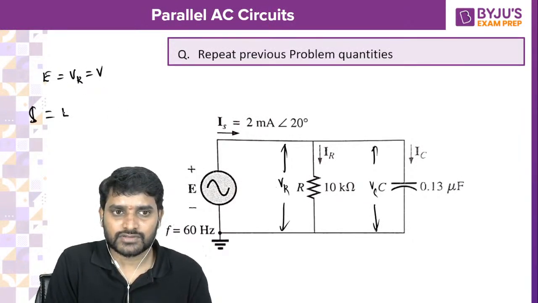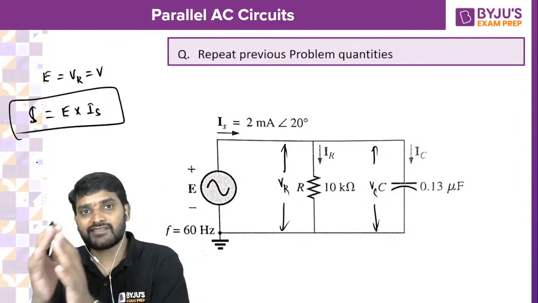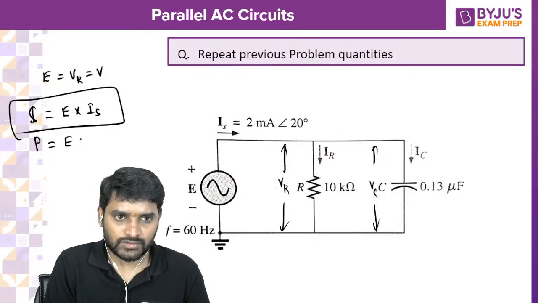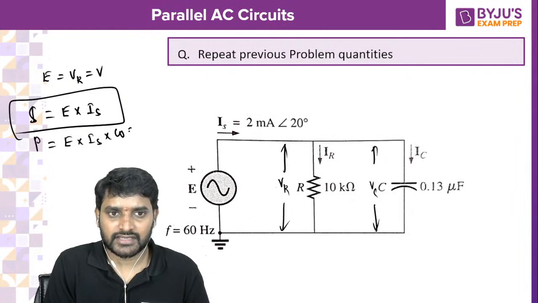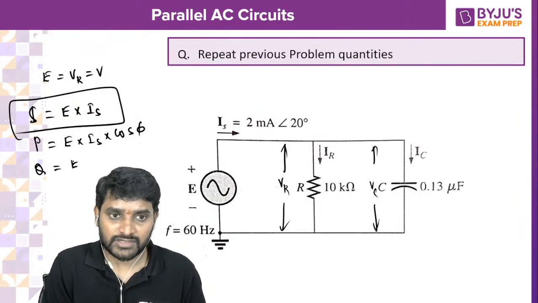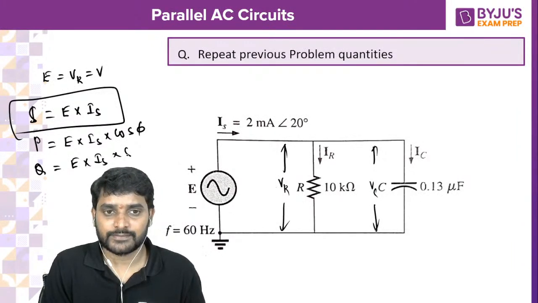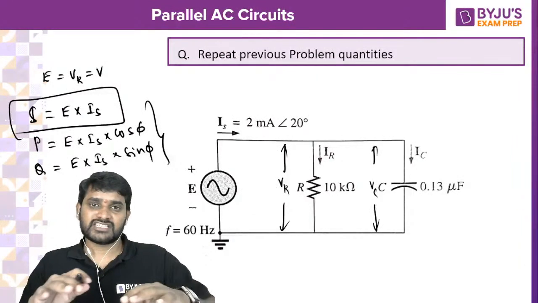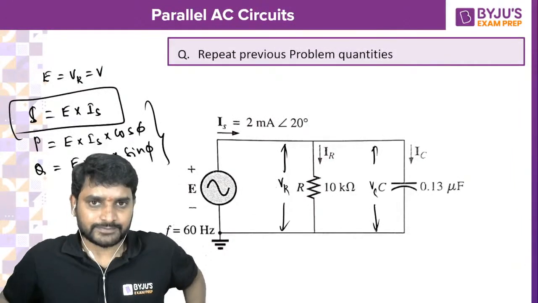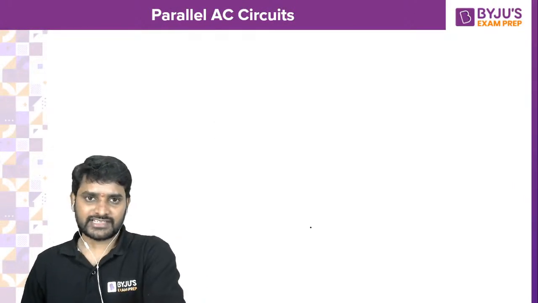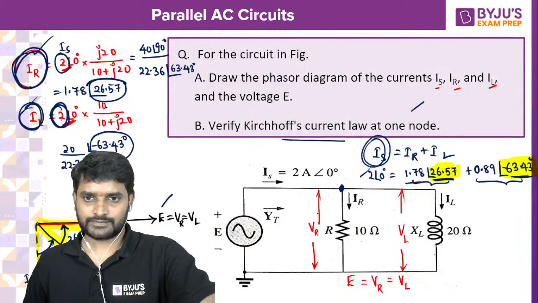Apparent power is equal to source voltage into source current. If you multiply with cos theta, you get active power, E into Is into cos phi, where phi is the angle between source voltage and source current only. Reactive power is going to be E into I into sin phi. I'll show you this power calculation for the series-parallel combination. Here it will be so easy, because we already did this.